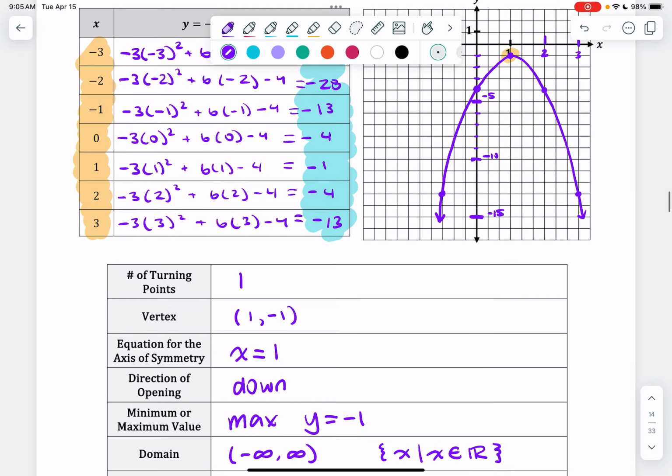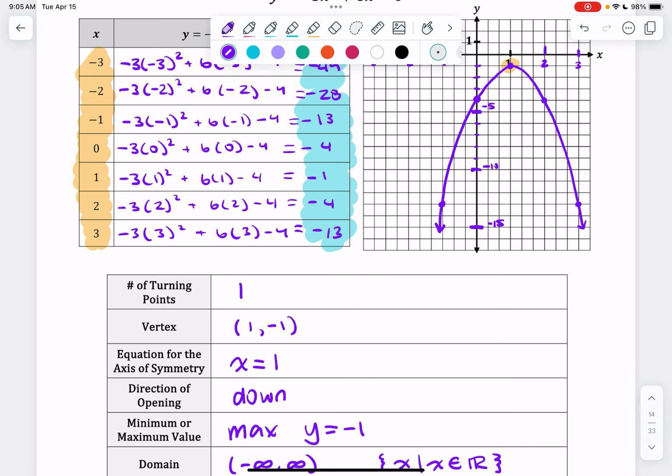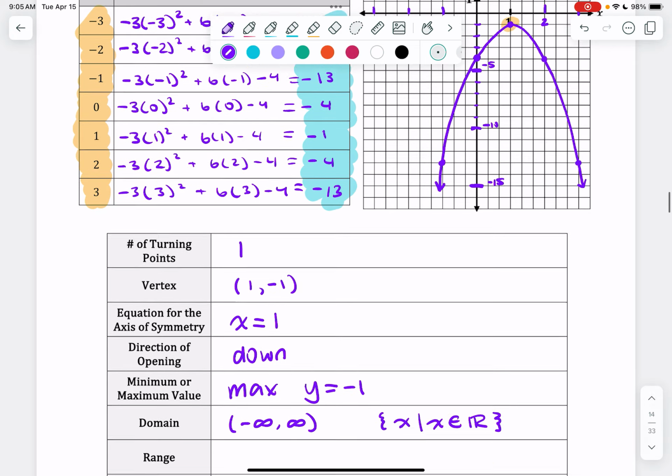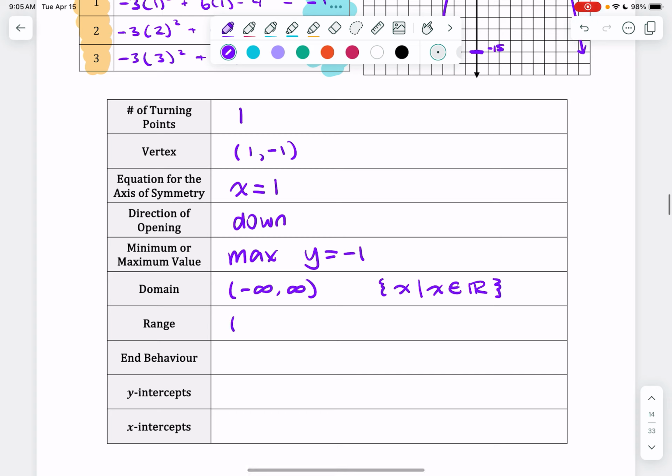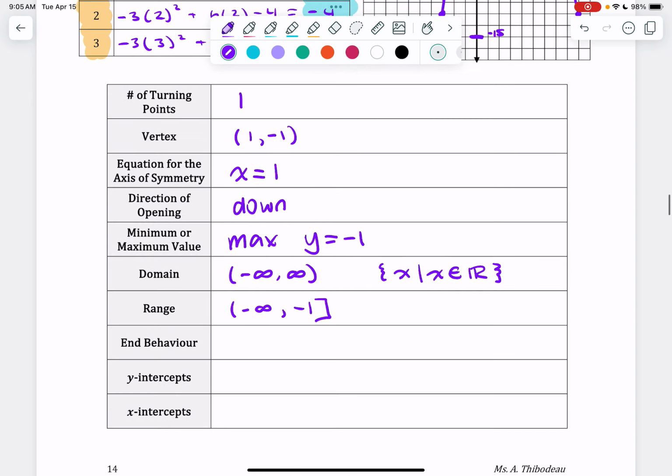The range, well, I know I go from the lowest or bottom value to the highest I possibly can go. I know the lowest I could possibly go is -infinity, and the highest I could possibly go is my maximum value, which is -1. And I use a square bracket for that -1. If I chose set notation, it's the set of all y such that y is less than or equal to that max value of -1, and y is an element of the set of real numbers.